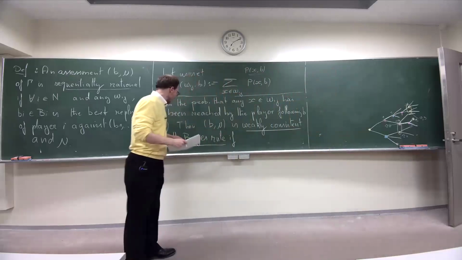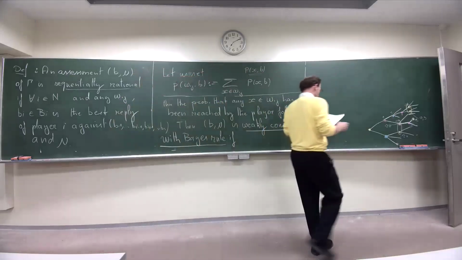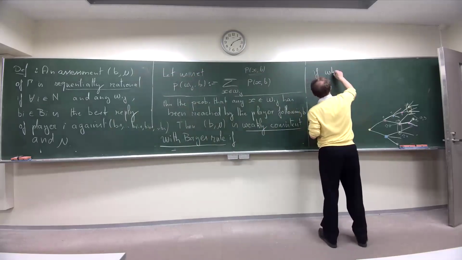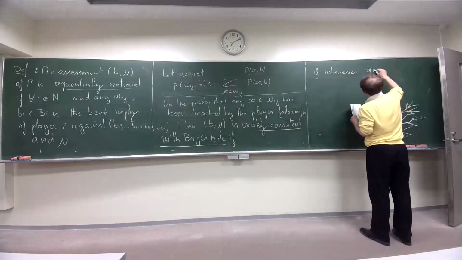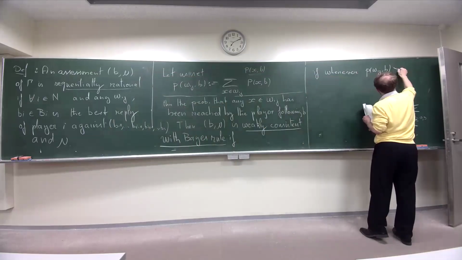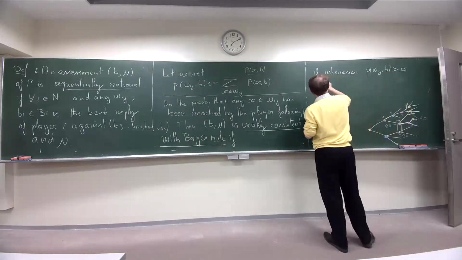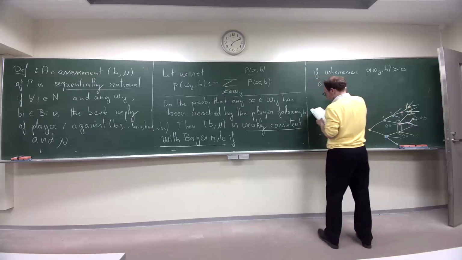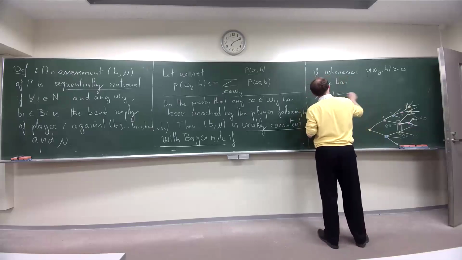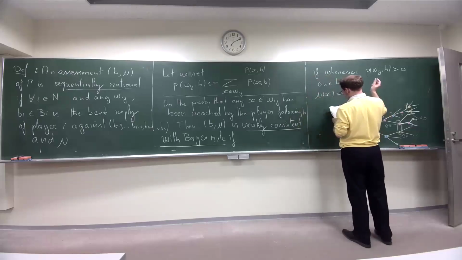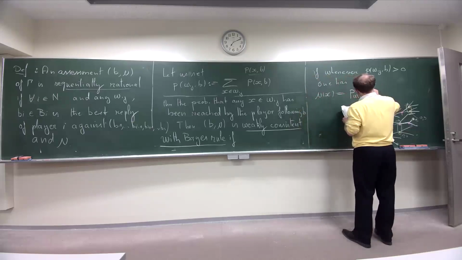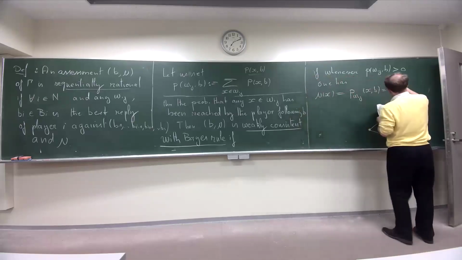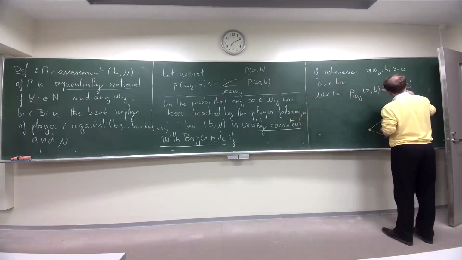So it is weakly consistent with Bayes' rule if, just a condition, whenever P of omega ij B is strictly bigger than 0, one has that mu x is given by, I'm going to call it, P.